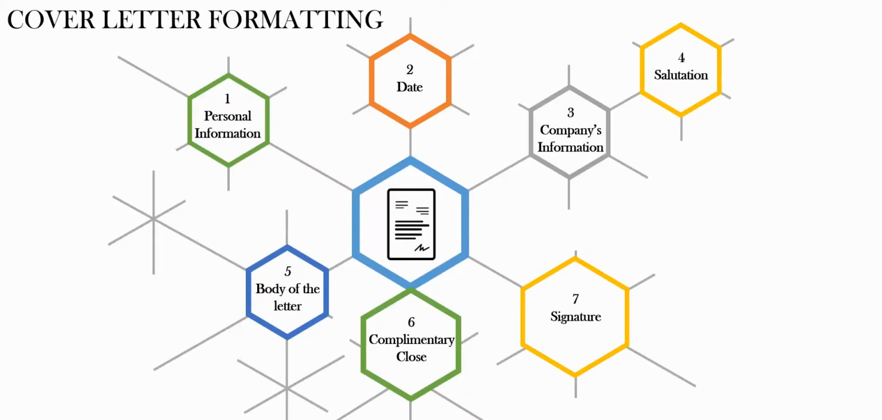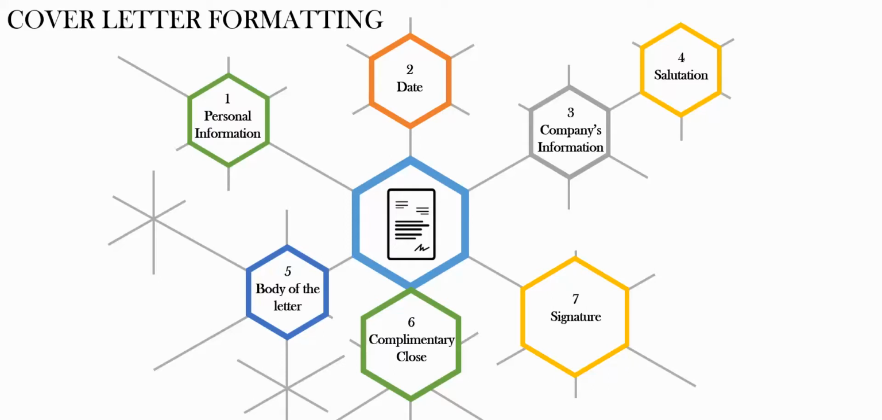Now let us look at the formatting. These are the six or seven important sections of a cover letter. The first is personal information, second is date, third is company's information, fourth is salutation, fifth, the most important, the body of the letter, sixth is the complimentary close, seventh is the signature. We will look at these sections one by one.